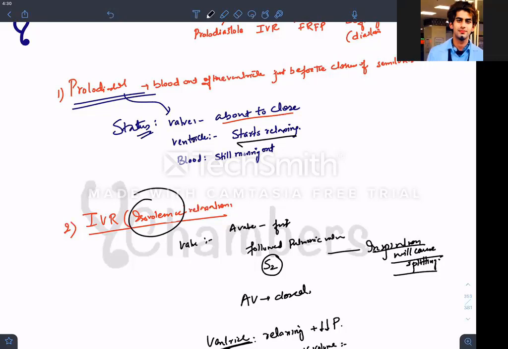And the time which is needed for the diastasis, if you increase the heart rate, you will be decreasing the diastatic time. That is, you will be decreasing the ventricular filling time. That means you are not making the time available for ventricular refilling. Are we clear?